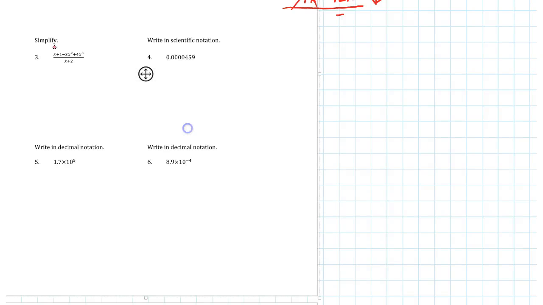Okay, question number 3. We've got a polynomial in the numerator and a binomial in the denominator. So here we have to do long division.